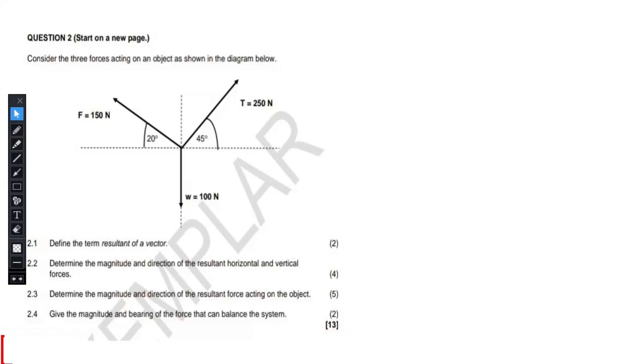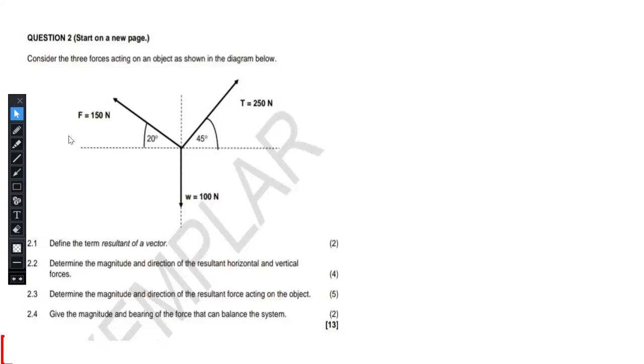Okay, so we have question 2 on vectors in 2D. We are told to consider the three forces acting on an object as shown in the diagram below. The forces on this object are the applied force of 150 Newton, and the tension of 250 Newton acting at an angle of 45 degrees above the horizontal. This one is acting at an angle of 20 degrees above the horizontal. Then we have the gravitational force, or the weight on the object, which is 100 Newton, right?